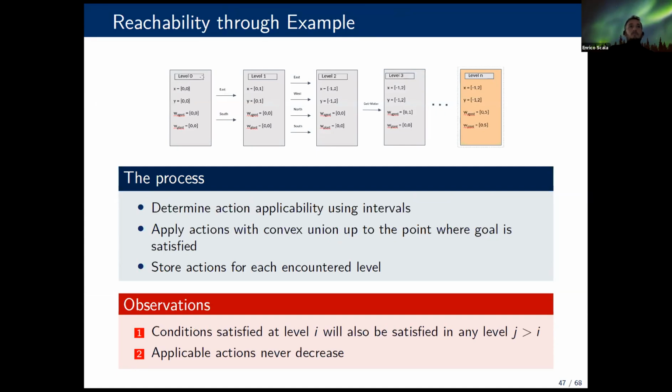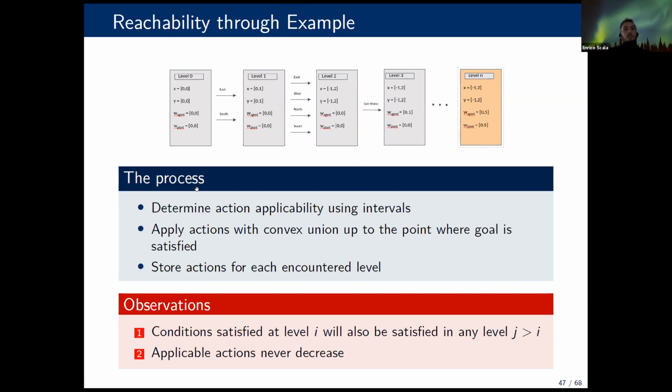For instance, coming back to the example that we had before, the process develops across different levels, and in each level you have the set of intervals that you may attain by applying actions. You start from level 0, in which you have the initial state, and you determine the action applicability using the intervals that correspond to the initial state, and you apply all the actions that are applicable in this state. You go to a next state in which all the intervals are updated, and again you see what actions are applicable, you apply these actions, and you go on and so on and so forth until some goal is satisfied. For each level, you store all the actions that have been used.